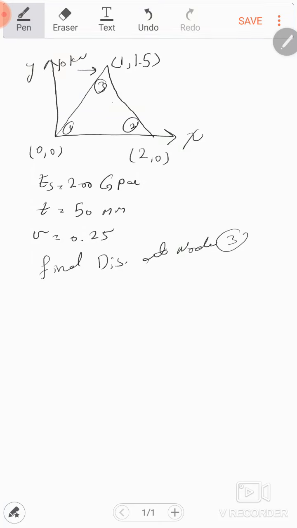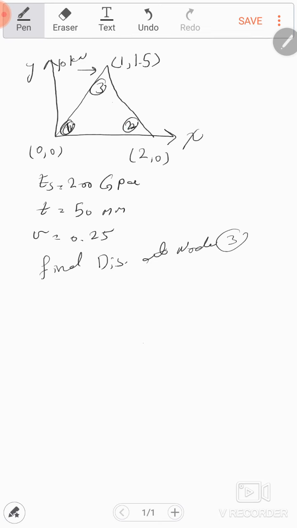Hello everyone. Today I'm going to show you how we can solve a 2D triangular element. So in this example we have a 2D triangular element that has an applied load on node number 3. So this is node number 3, and this is 1, and here is 2.